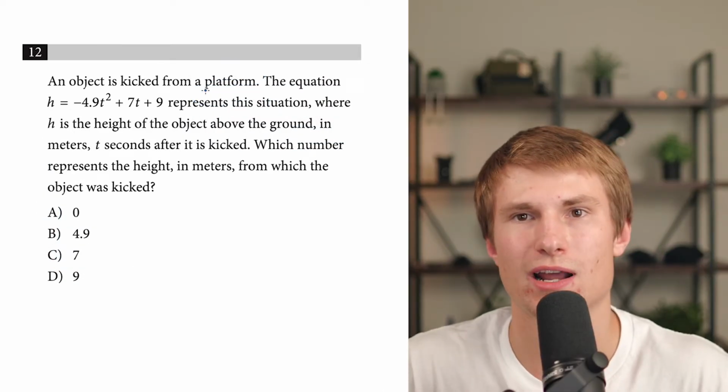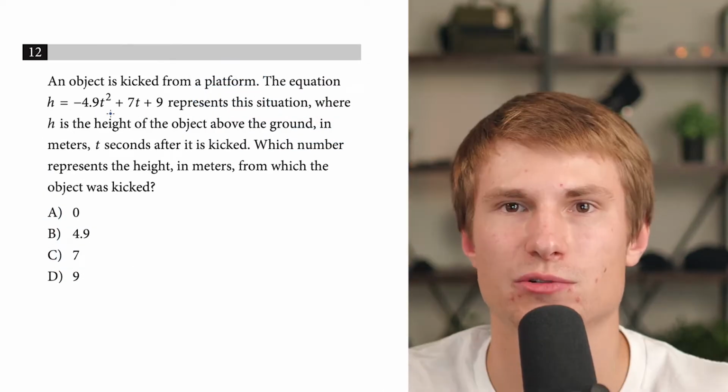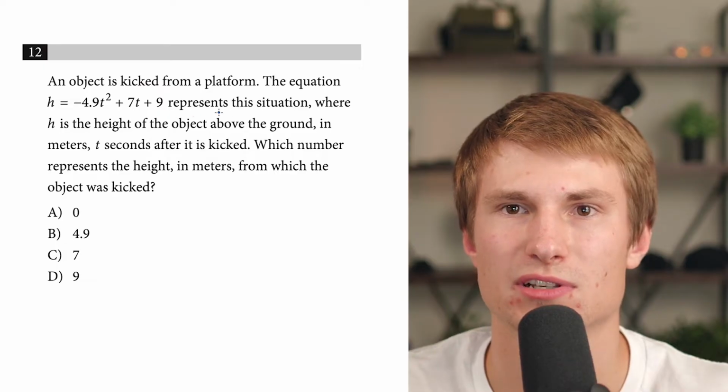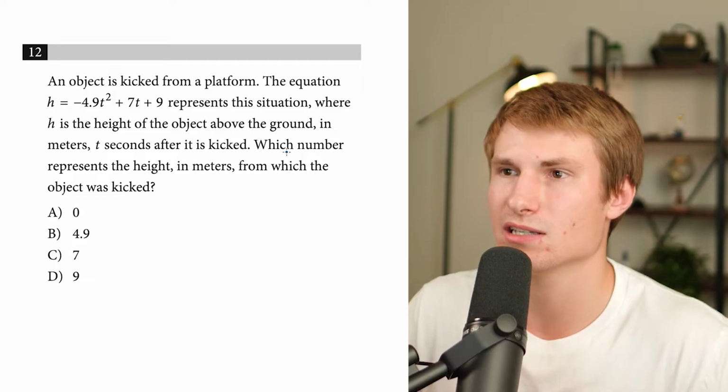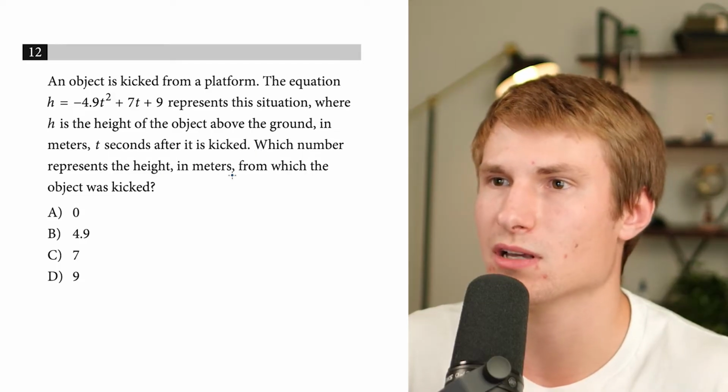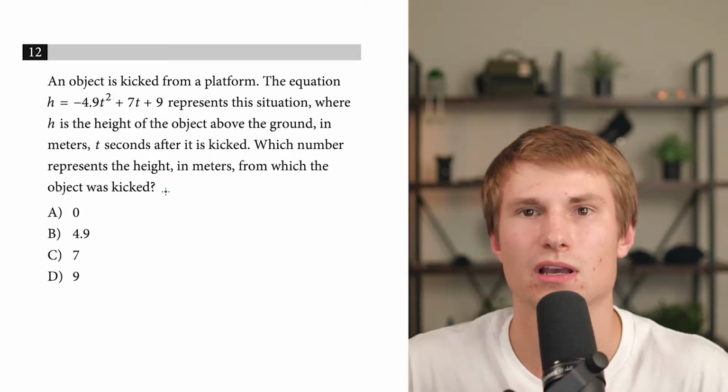Here's question 12. An object is kicked from a platform. The equation h equals negative 4.9t squared plus 7t plus 9 represents the situation where h is the height of the object above the ground in meters t seconds after it is kicked. Which number represents the height in meters from which the object was kicked?